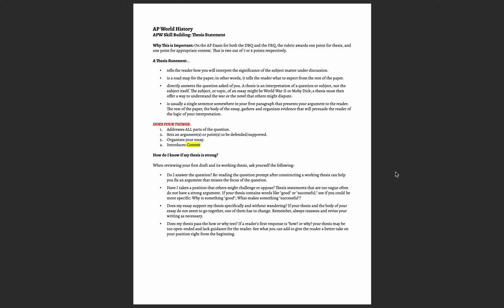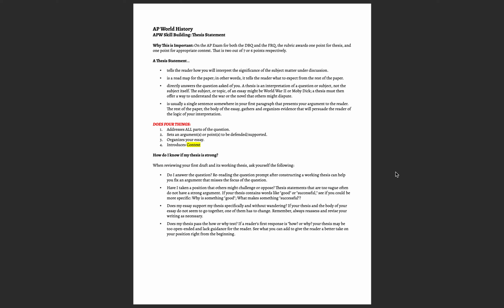Reading the question prompt after constructing a working thesis can help you fix an argument that misses the focus of the question. Have I taken a position that others might challenge or oppose, where you're comparing or contrasting, or you are taking a position about a certain topic? Thesis statements that are too vague often do not have a strong argument. If your thesis contains words like good or successful, see if you could be more specific. What is something good? What makes something successful in the context of the question being asked?